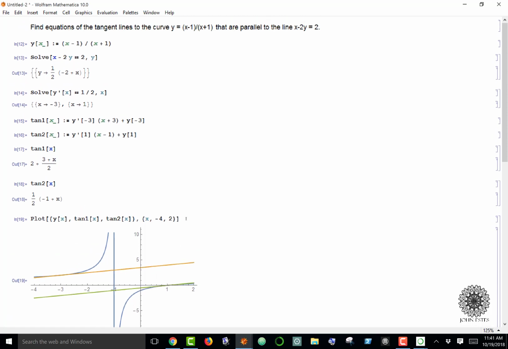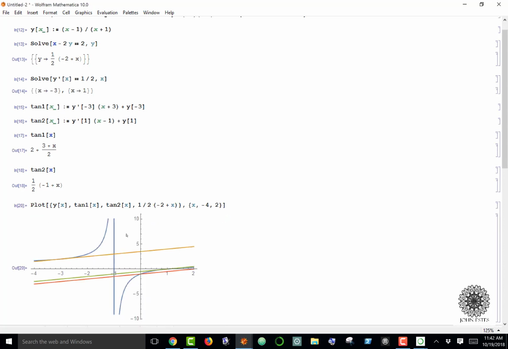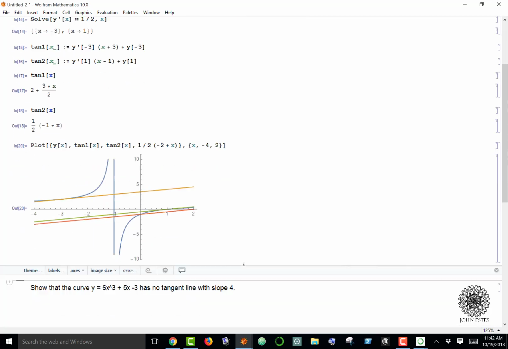And if I want to include the line that they're trying to run parallel to, well, we know that's going to be 1/2 x minus 2. We solved that earlier. So if I throw that one in there too, the red line is the line that they gave me originally. And you can see that those three lines run parallel to each other. Okay, I hope that makes sense. Now let's look at another example.